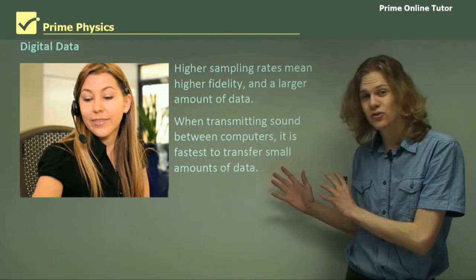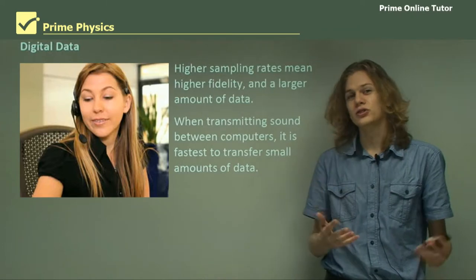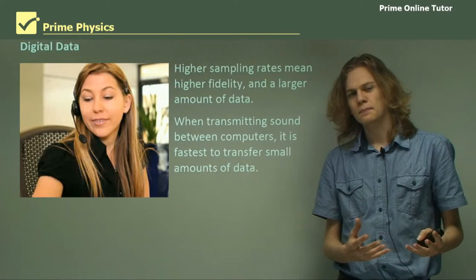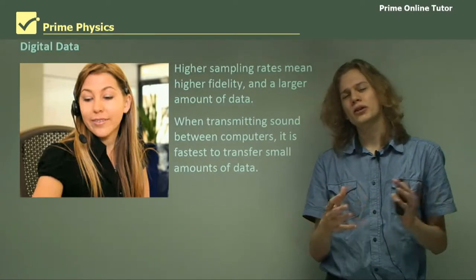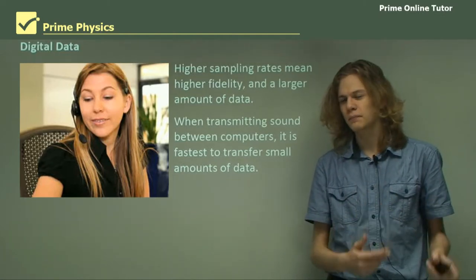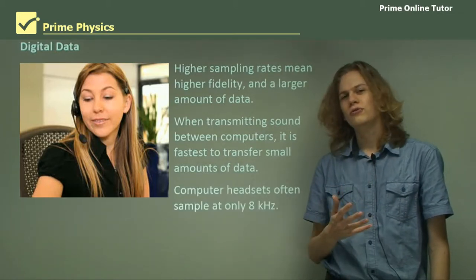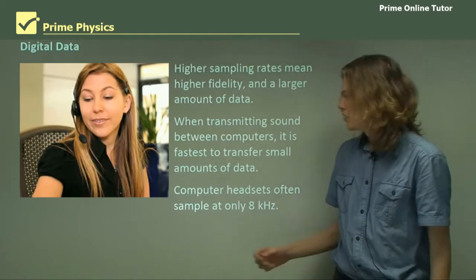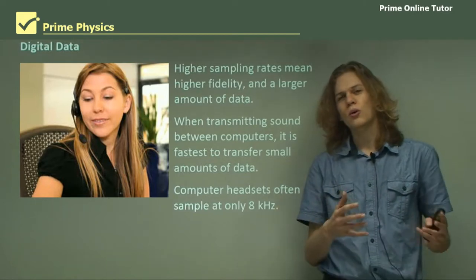When we're transmitting sound between computers, for example, if you're talking on a headset over Skype, then we want to transfer information very, very quickly. If we take a very, very high sampling rate, then there's too much information and we can't transfer it over computers very quickly. So computer headsets use a much lower fidelity for their transmission of voice, for example. A lot of headsets sample at about 8 kilohertz, which is much, much lower than that of even a CD.